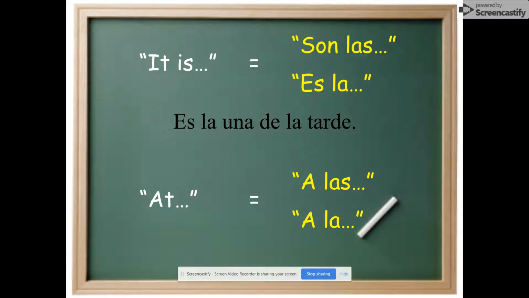We are just saying the time, it is 1 o'clock. Tengo clase a la una de la tarde. I have class at 1 o'clock. So we're going to have to think if it's son las, if we're saying the time, or a las if we are saying what time something will happen or did happen.